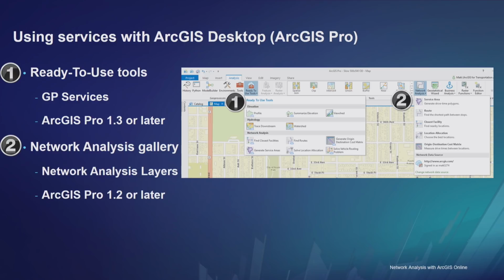So in the Pro ribbon, under the Analysis tab, you'll see ready-to-use tools. These are all our geoprocessing, asynchronous online services that you can make a request to. It'll do the processing and return you back the results as feature layers. The bottom 6 of these are all network analysis tools. So if you're familiar with GP and you like that methodology of accessing services, that's how you might use that.